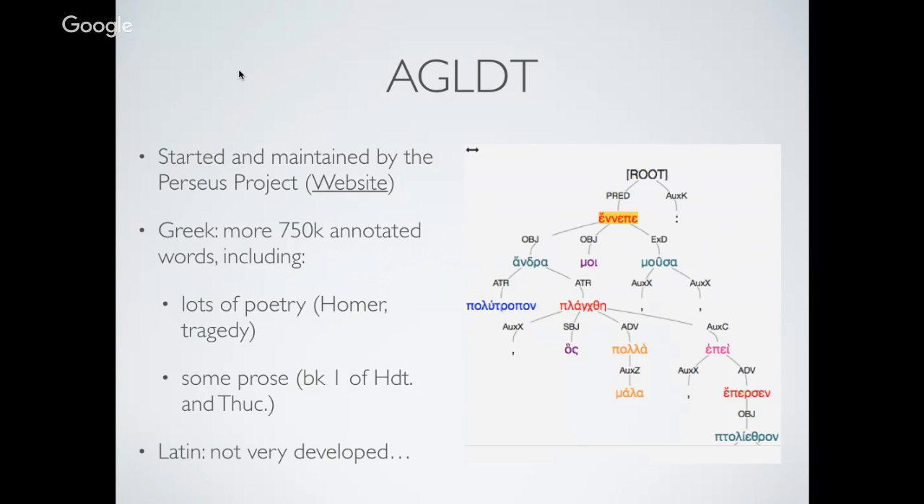So before we say anything about querying, or we take over the same kind of exercises that Doug was proposing to you, let me start by saying something about this treebank, the Ancient Greek and Latin Dependency Treebank. It's a project that was started and maintained by the Perseus project. You're probably all familiar with the Perseus Digital Library.